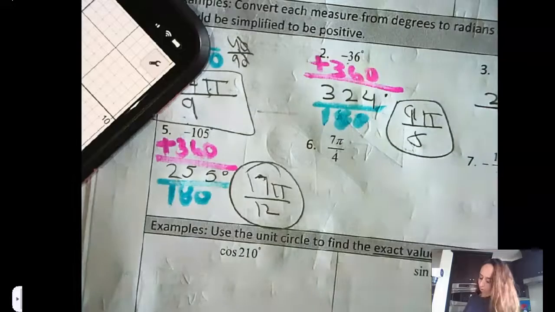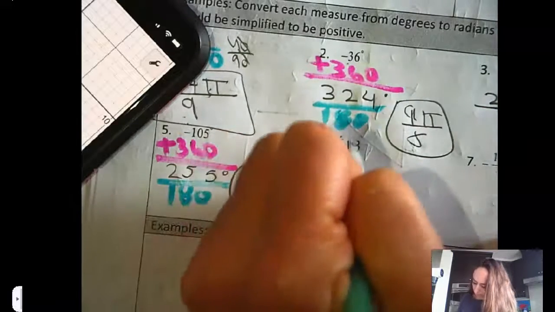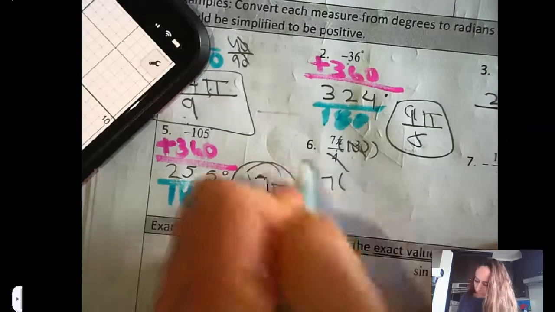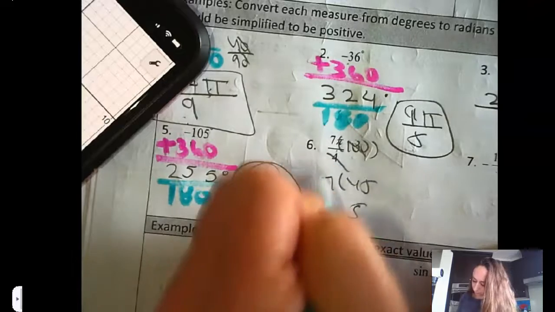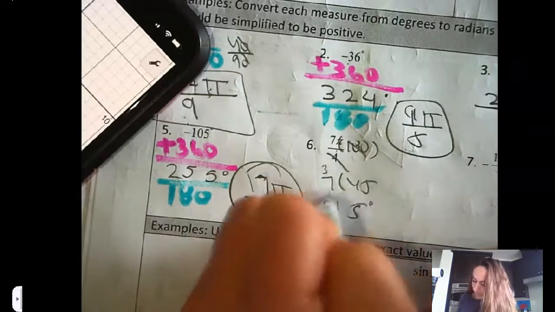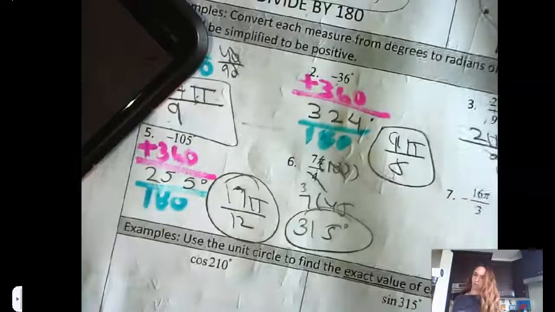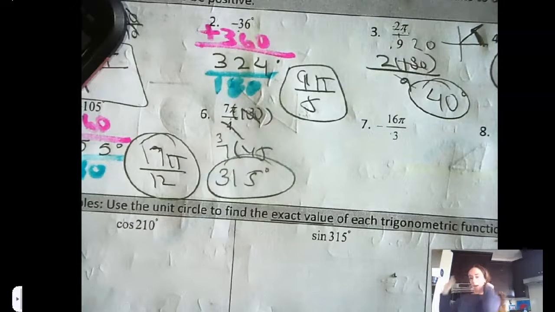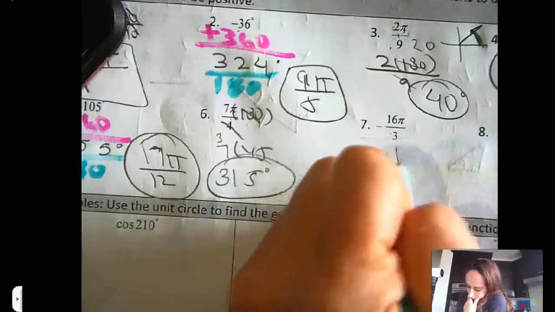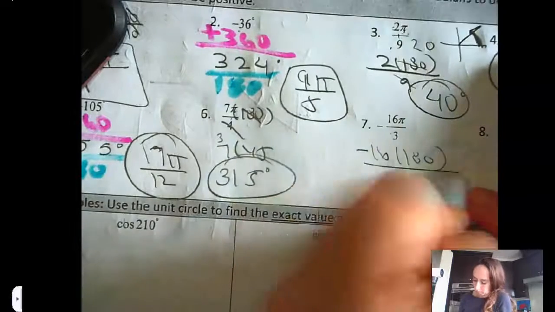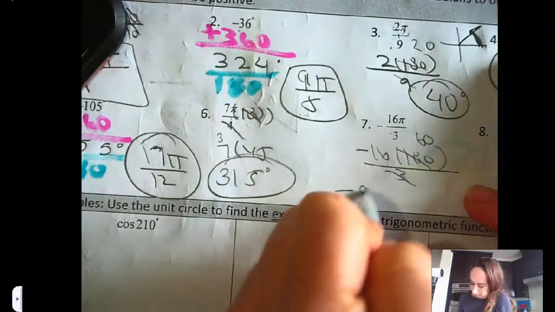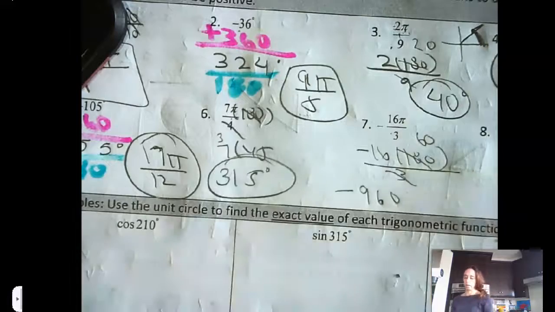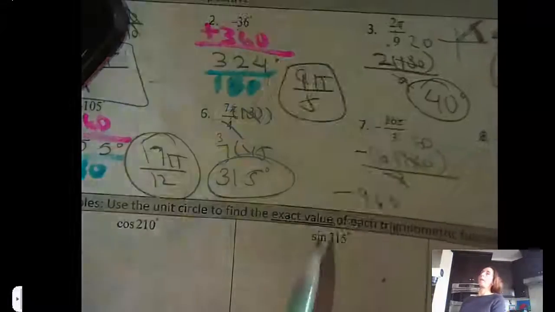Do number 6 yourself. Tell me the answer. Let's see. 90, 45, 5, carry the 3, 315. Okay. Do number 7. Actually, you know what? First, I'm not sure. Yeah, let's change it to degree mode and then make it positive. So negative 16 times 180 over 3 is negative 960. Okay. So it's not even in the positive yet.